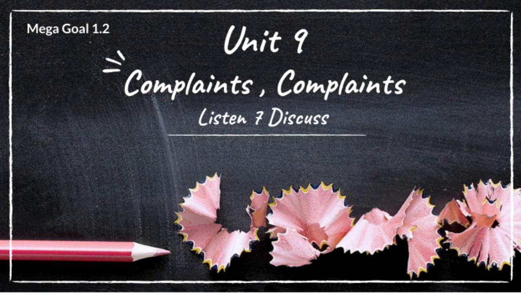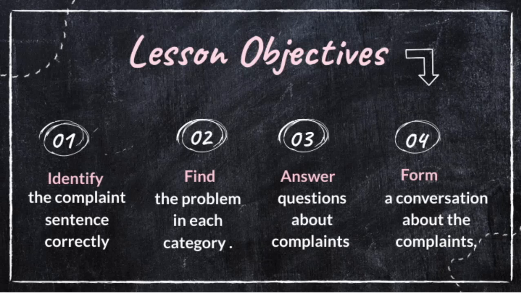Let's get started. Let's walk through how to effectively address complaints by focusing on each category. First, we need to identify the problem in each area. This means understanding exactly what the issue is. Next, it's important to find and ask the right questions about these complaints. Asking questions helps us clarify the situation and gather necessary details. Then, we should identify the specific complaint sentence correctly. This step ensures we understand the core concern accurately before moving forward.